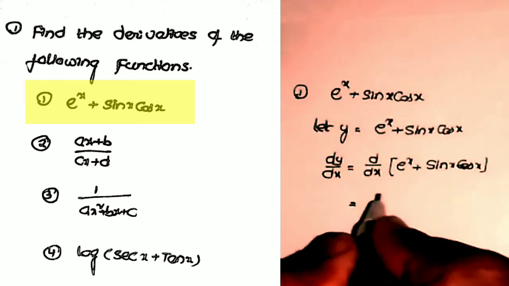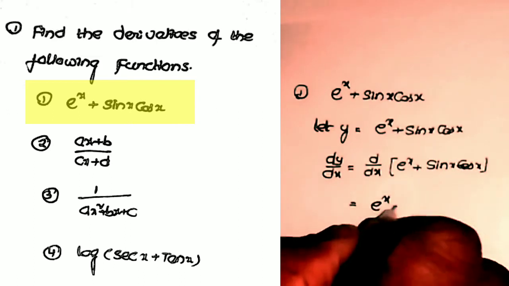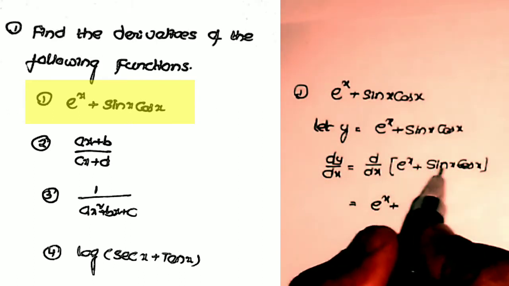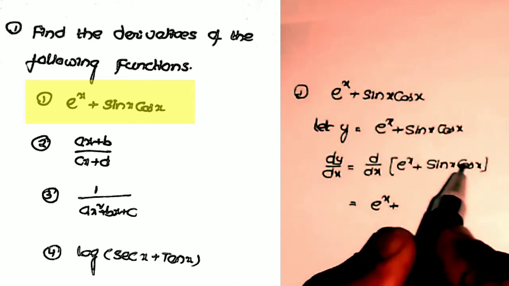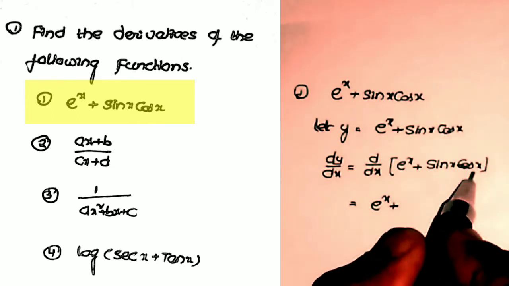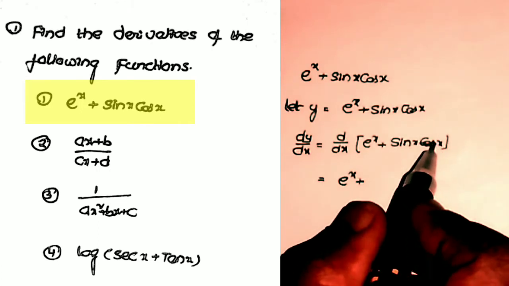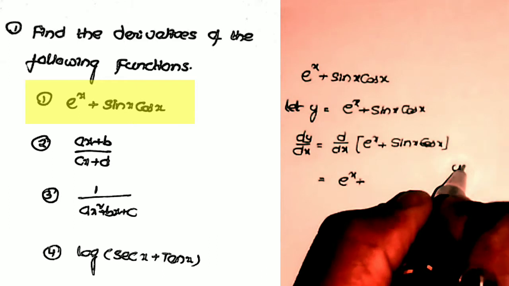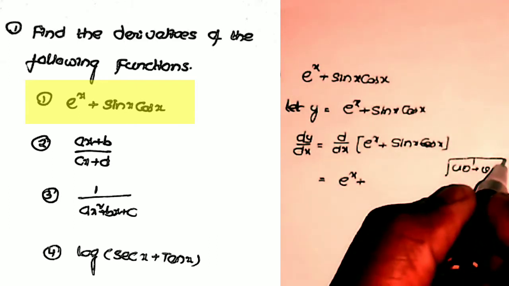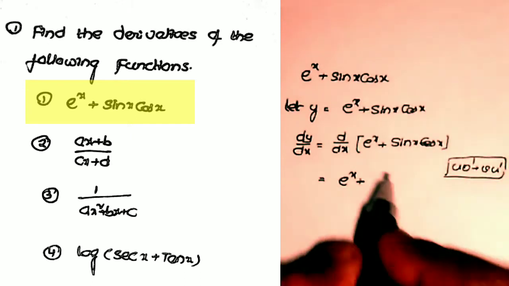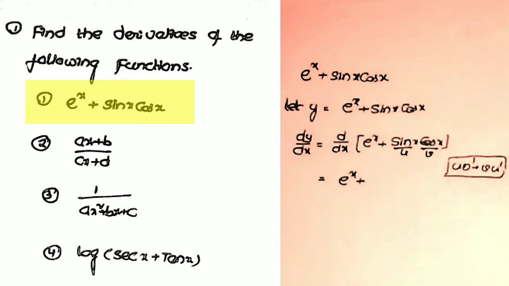Now this is equal to d by dx of e power x. What is e power x derivative? E power x. And d by dx of sin x into cos x. Sin x into cos x is the product of two x functions, so we apply the UV rule to find the derivative. What is the UV rule formula? U into v dash plus v into u dash. What are u comma v? U is equal to sin x and v is equal to cos x.